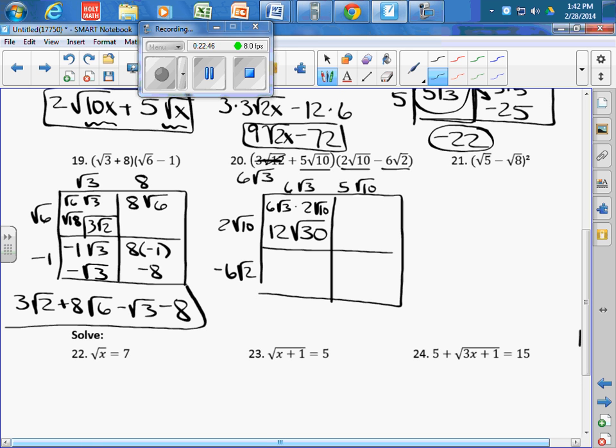Top right, I'm going to take 5 radical 10 times 2 radical 10. 5 times 2 is 10. Radical 10 times radical 10 is radical 100, and the square root of 100 is 10. So that's 100.